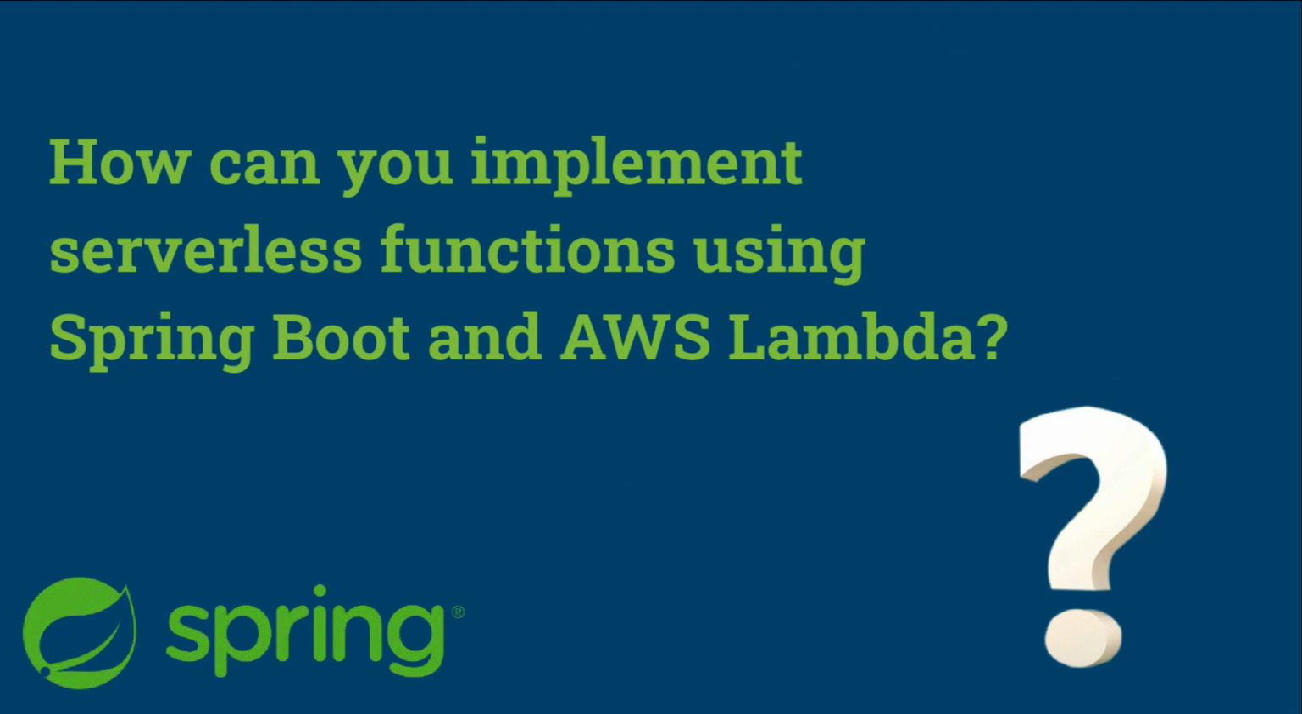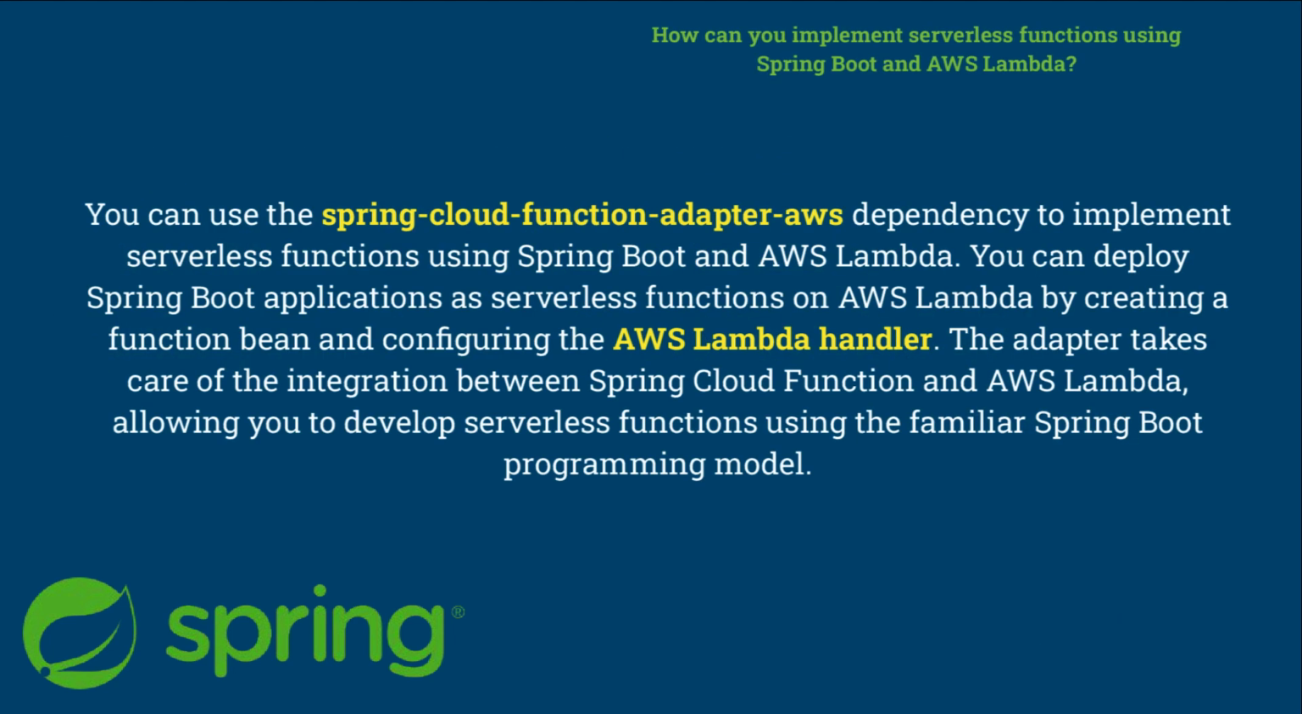Second question, how can you implement serverless functions using Spring Boot and AWS Lambda? You can use the Spring Cloud Function Adapter AWS dependency to implement serverless functions using Spring Boot and AWS Lambda. You can deploy Spring Boot applications as serverless functions on AWS Lambda by creating a function bean and configuring the AWS Lambda handler. The adapter takes care of the integration between Spring Cloud Function and AWS Lambda, allowing you to develop serverless functions using the familiar Spring Boot programming model.